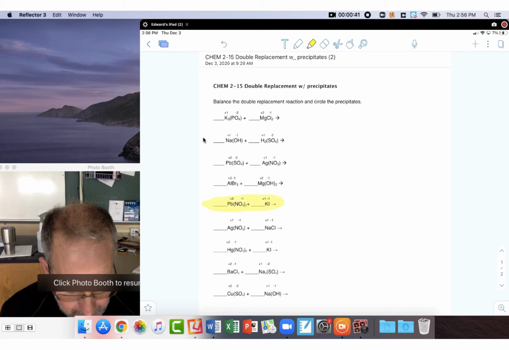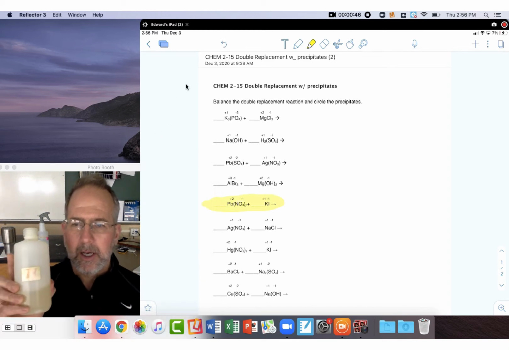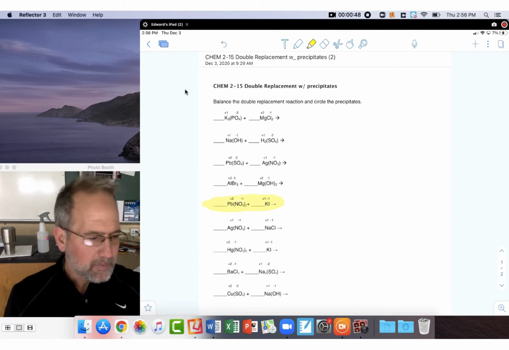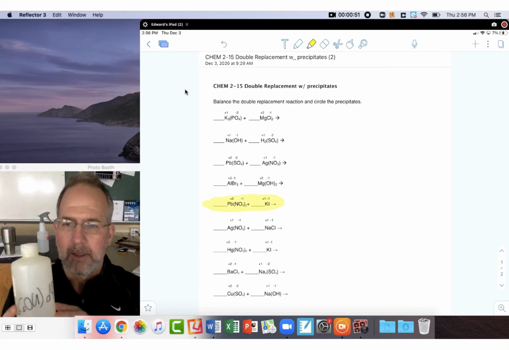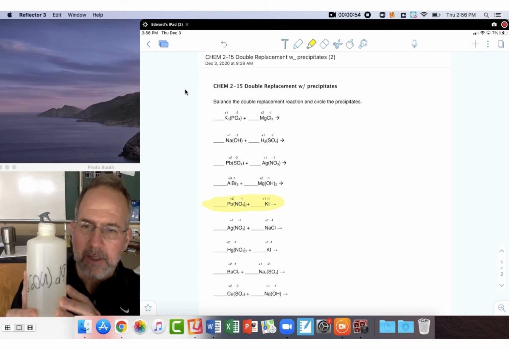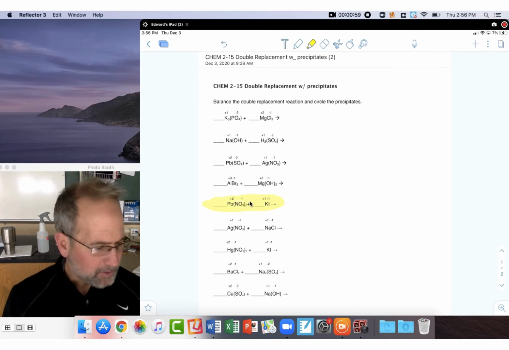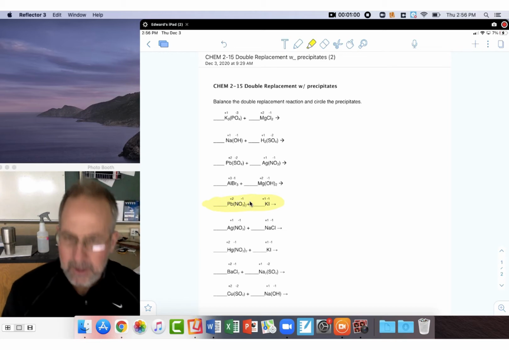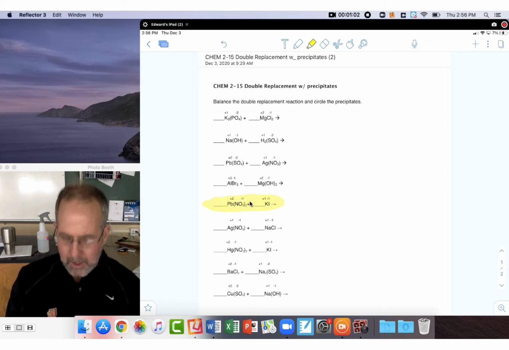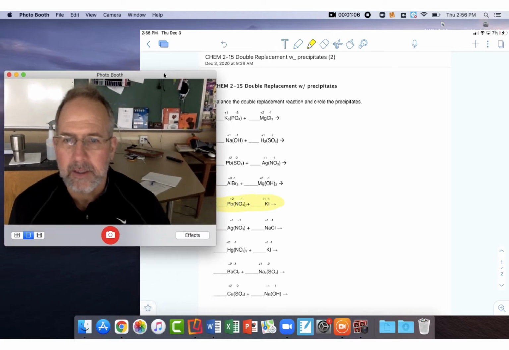So I have potassium iodide. My thing keeps freezing here, so let's just see what happens. I have potassium iodide, and I have, it's backwards, but lead 2 nitrate. Okay, and I have the things that we have listed here. What I'm going to do is mix them together in a test tube. And let's go big screen here so you can see a little bit better.